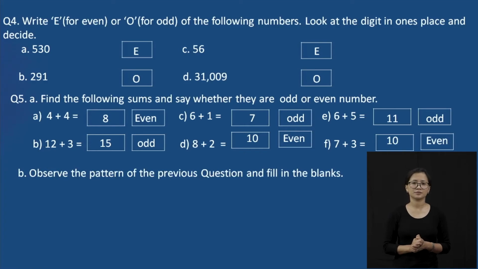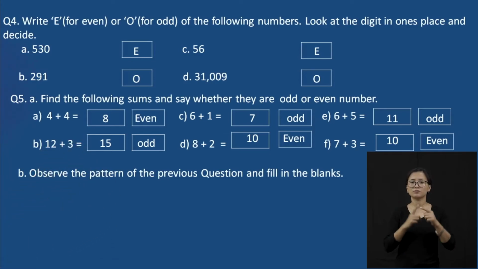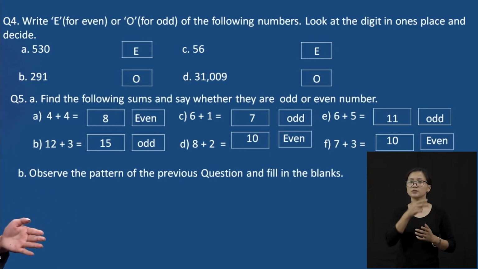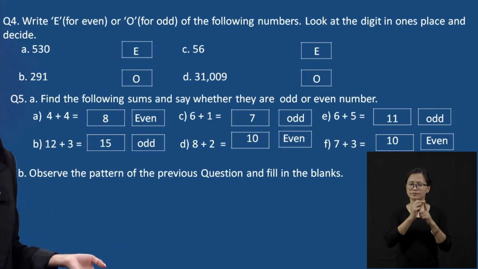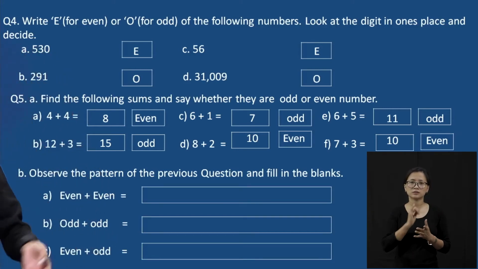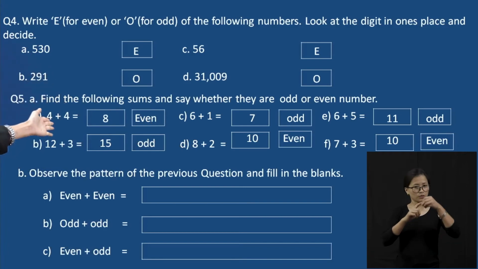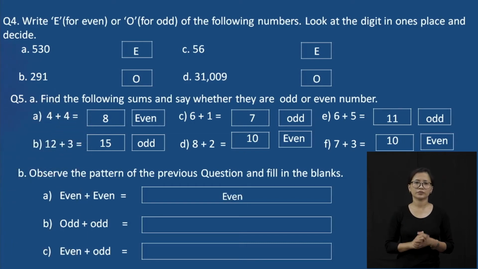Now we have B. We have observed the pattern of the previous question and fill in the blanks. The pattern you see is that even plus even, 4 plus 4, which means 4 is even, another 4 is even. So even plus even is even. Now even plus odd is odd, and odd plus odd makes even. So we are going to follow that pattern. So even plus even is, you can see in question 5A, that 4 plus 4 is 8, which is even, which means even plus even makes even.